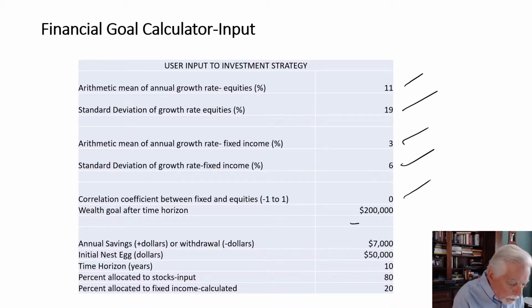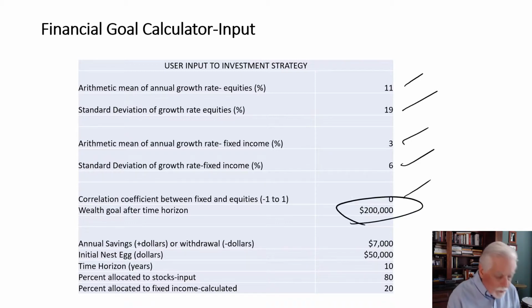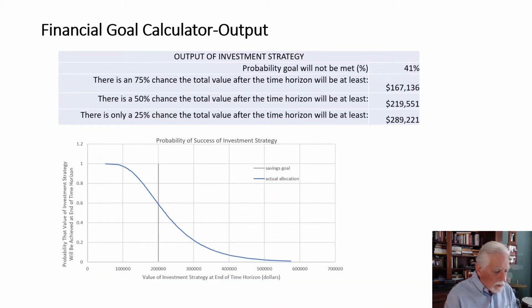Let's say the goal is $200,000. The investor is saving $7,000 a year, starting with $50,000 and a time horizon of 10 years. So this is basically a scenario of saving for a single child's education. And the allocation between stocks, equities, and fixed income is 80-20. Put that in, and immediately the closed form solution provides the results.